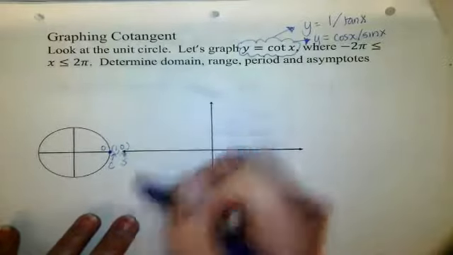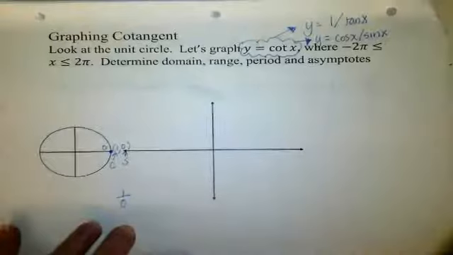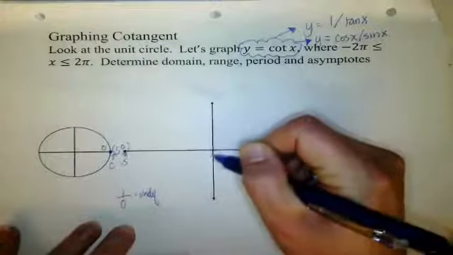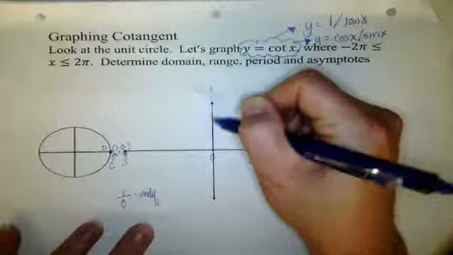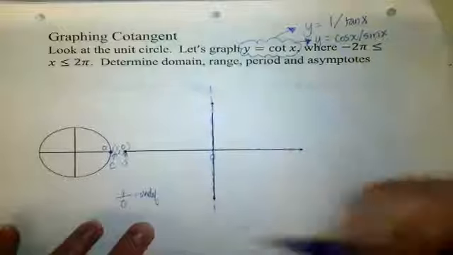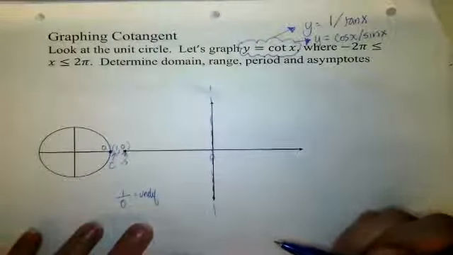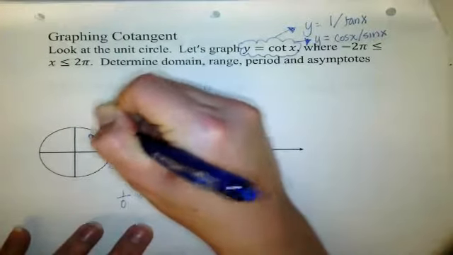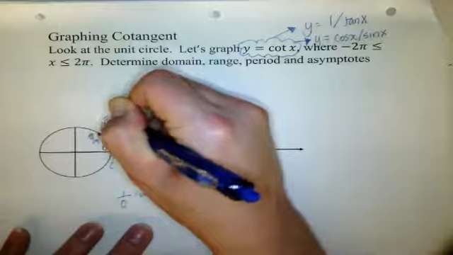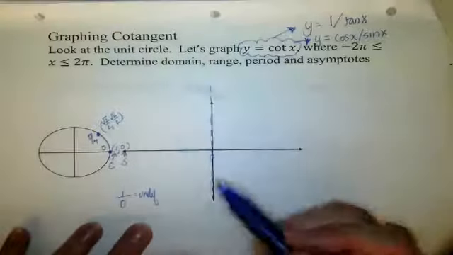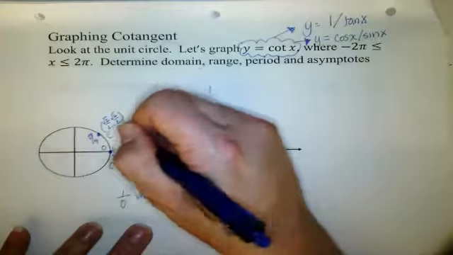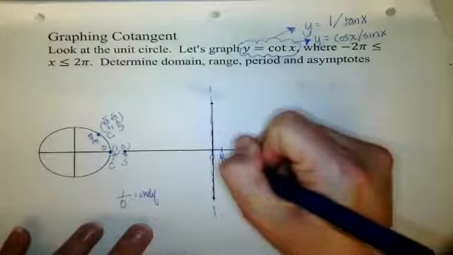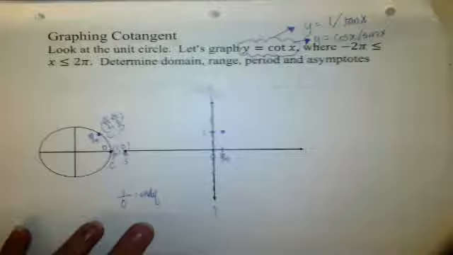Cosine over sine. So that's going to be 1 over 0, which is what? Undefined. Yeah, so at 0 on the x, it's actually got an asymptote right there for the cotangent function. At pi over 4, we have our ordered pair radical 2 over 2 and radical 2 over 2. What's cotangent? Cosine over sine would give us 1. Pi over 4, we have an output of 1.